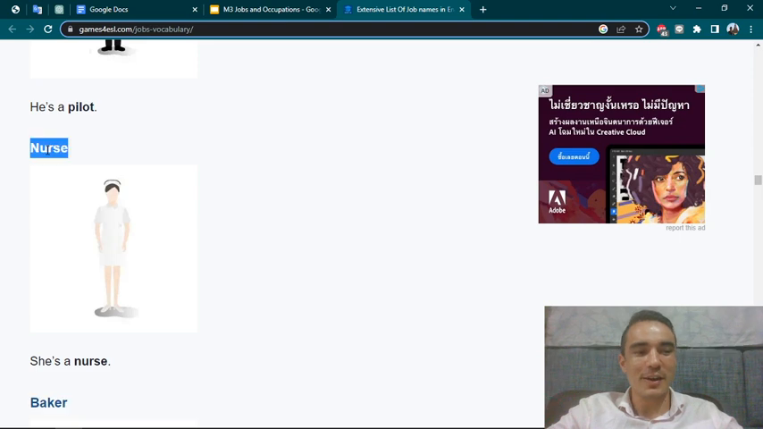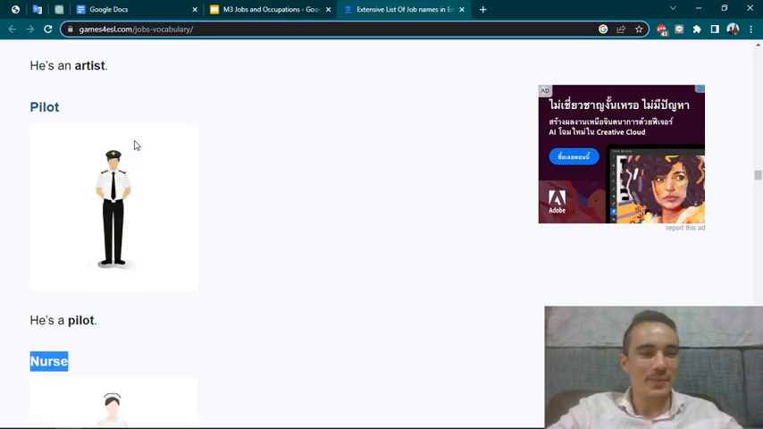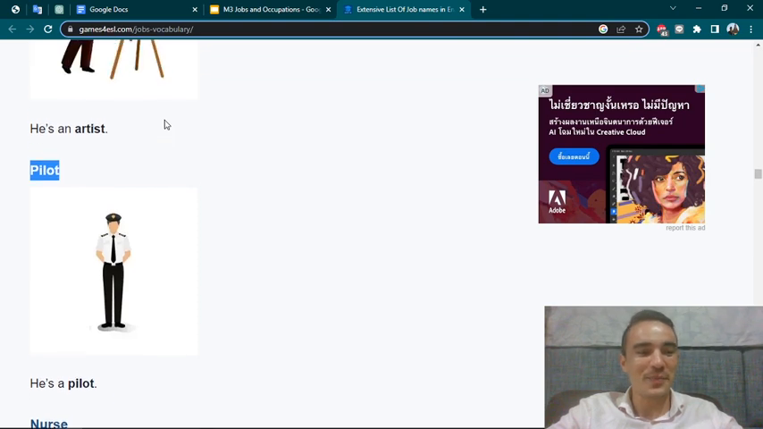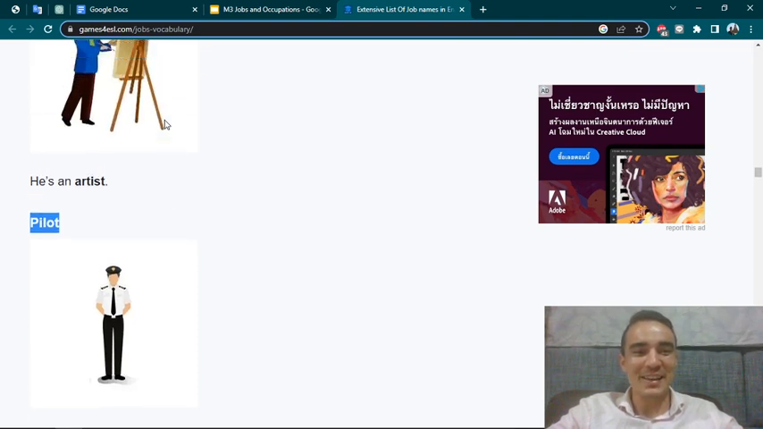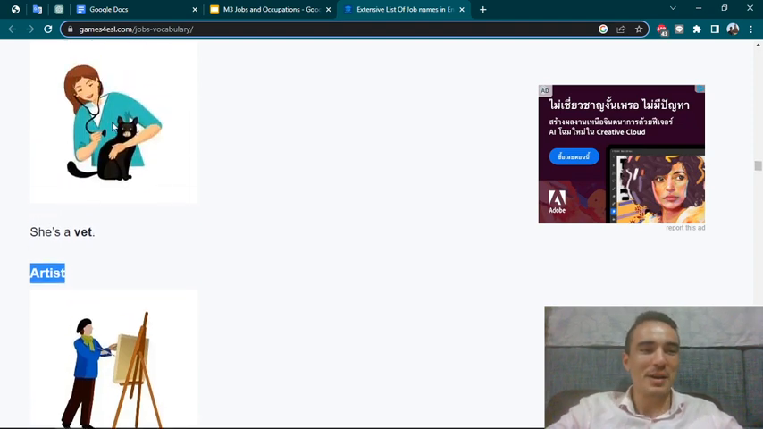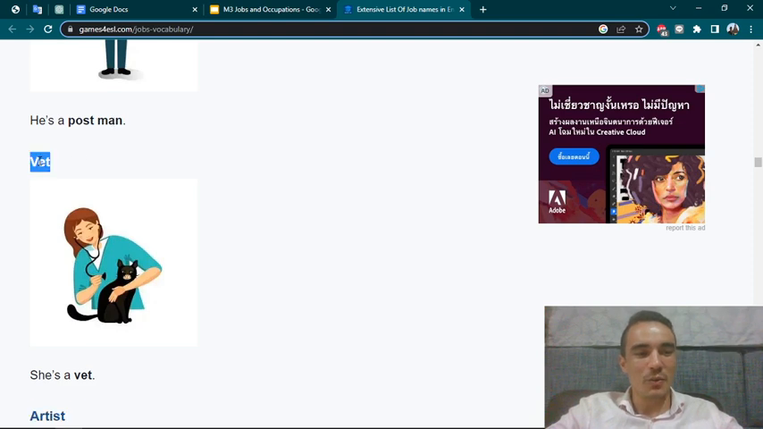And nurse, another hospital job. So far we saw surgeon and doctor, and this is nurse. Pilot. How about that? This is a good job. We'll be working on the plane in the sky, flying all the time. And then we got artist. For those of you who are creative and who can draw well or who can paint well, then you could become an artist.